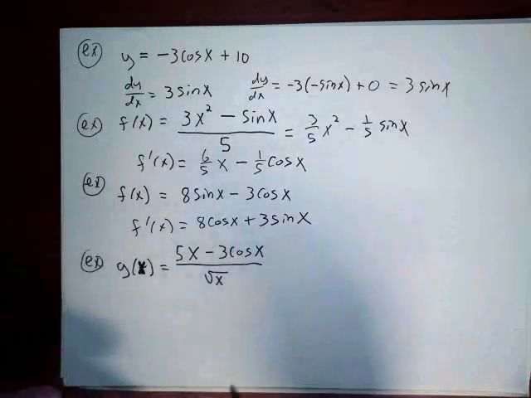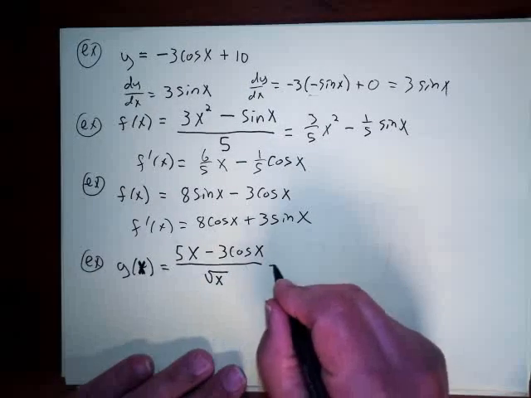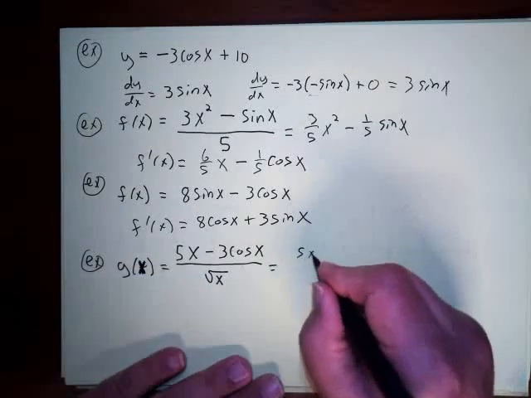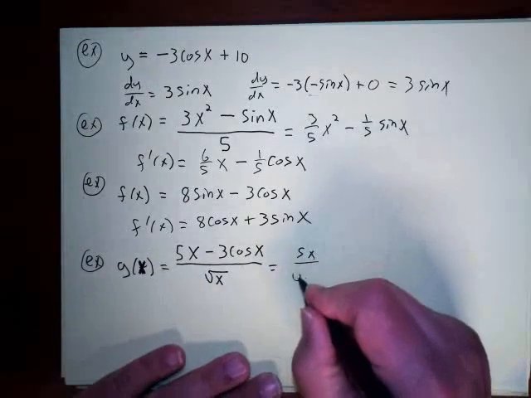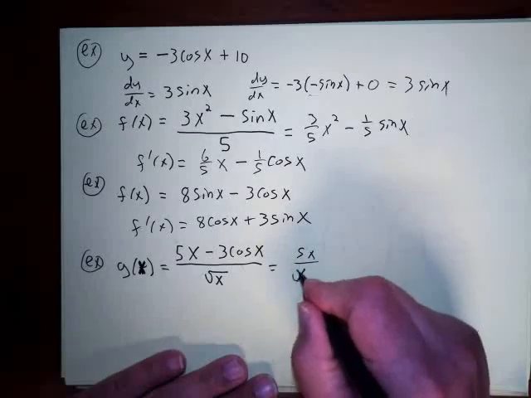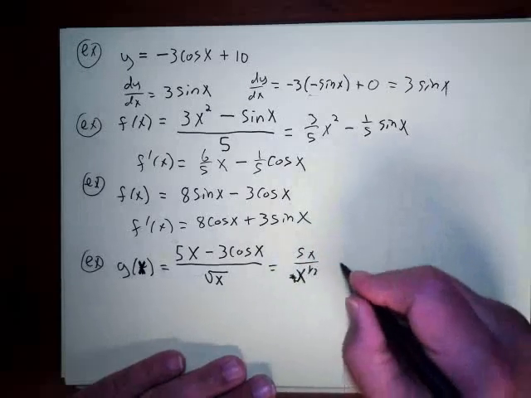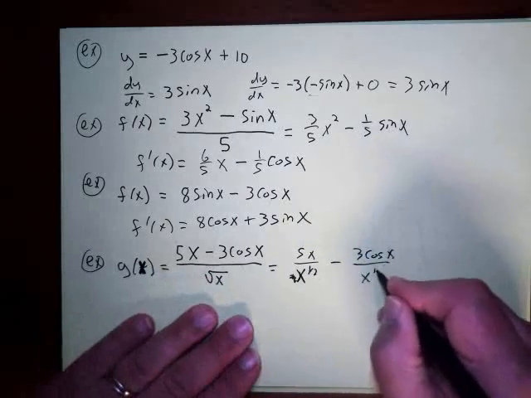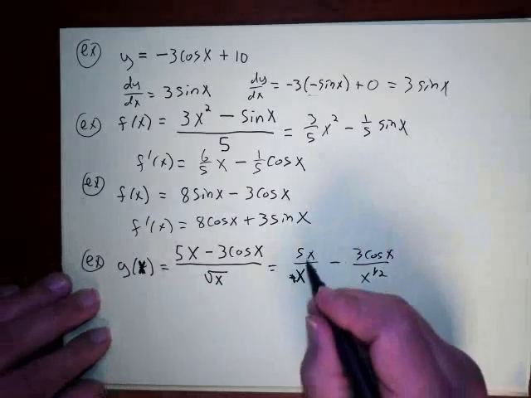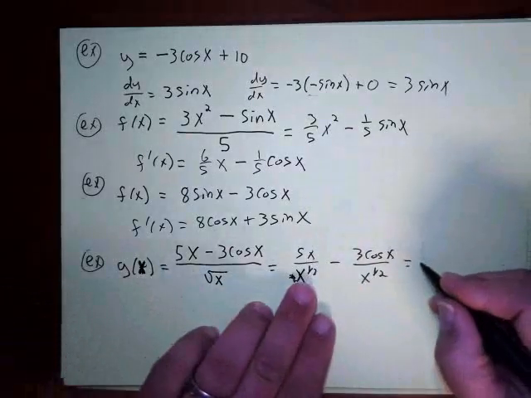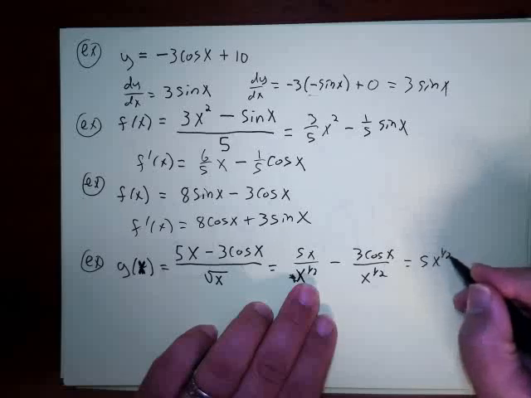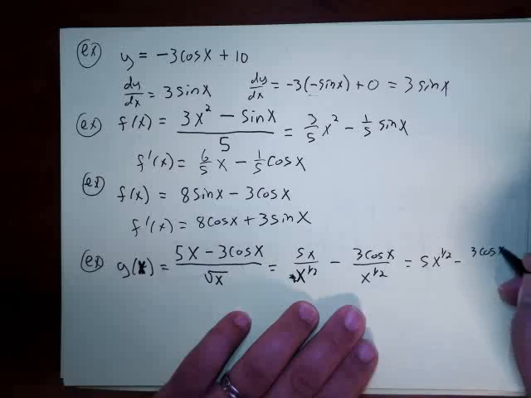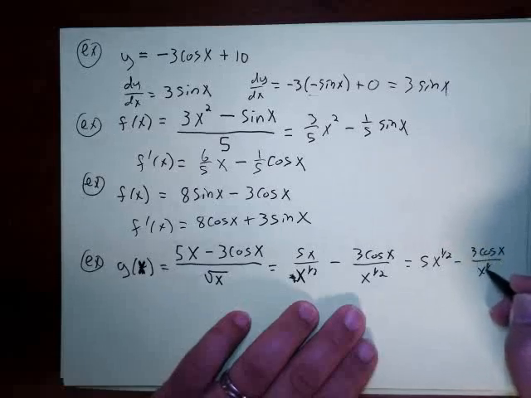And then this one here, well, let's see if we can do this one. We may not even be able to do this one. So I could break this up. This would give me 5x over square root of x, which is, let me just write x to the 1/2. Okay, this would be minus 3 cosine x over x to the 1/2. Okay, well this I could simplify. This would give me 5x to the 1/2 minus 3 cosine x, x to the 1/2.